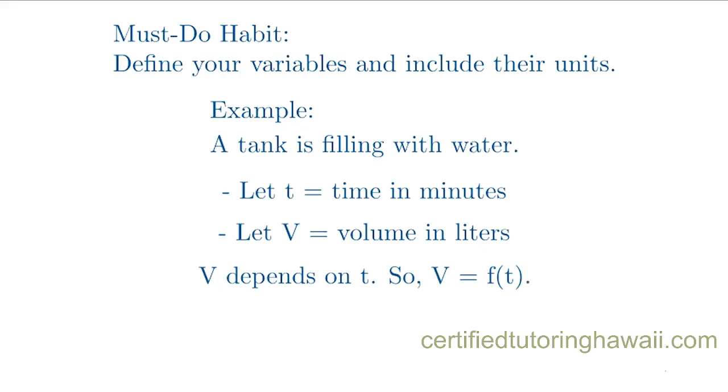Getting into this habit of defining variables will make interpreting your calculations much easier and is essential for writing clear and accurate AP responses. Now that we know how to set up the problem, let's learn to calculate how fast one variable changes relative to another. This is called the average rate of change.